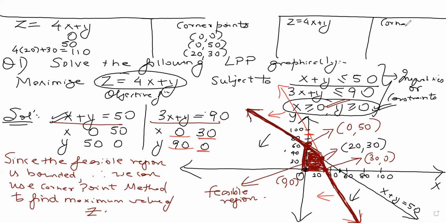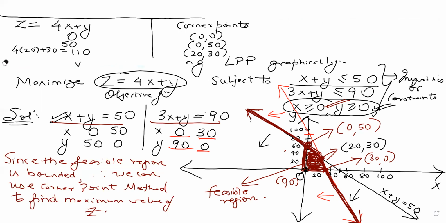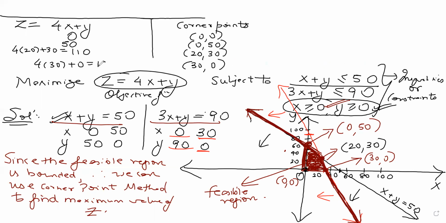Let me take the corner point here only. Let me erase this off now. When my corner point is 30, 0, my value of z is how much? 4 into 30 plus 0, which is 120. So at these 4 corner points, the values taken by z are 0, 50, 110, 120. What is the maximum value? 120.